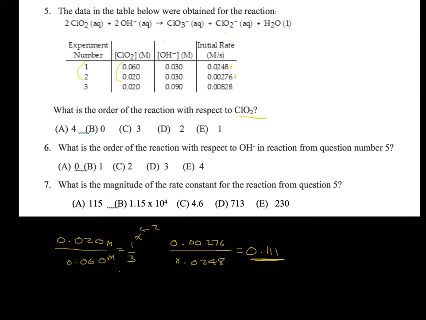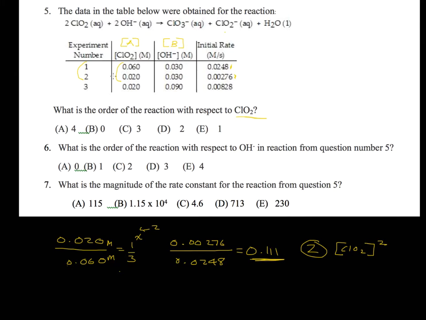So the order of the reaction for A, ClO2, we can represent this as the concentration of A, and we can say this is the concentration of B for the rest of these problems. Then this will have an order of 2. So we're going to have the concentration of ClO2, and the order is 2.